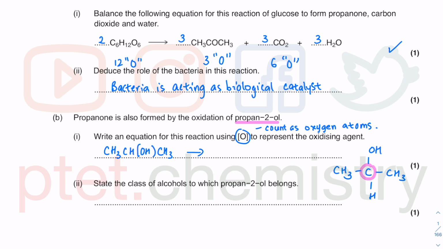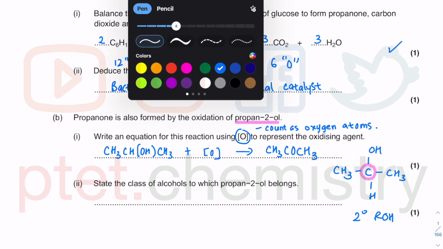Secondary alcohol means the carbon with the OH is bonded to 2 other carbons. That's why we call this secondary alcohol. More of this in the AS alcohol topic. And it will form this propanone, which is CH3COCH3. Actually, to balance this kind of equation, it's a lot easier for you to use molecular formulae.